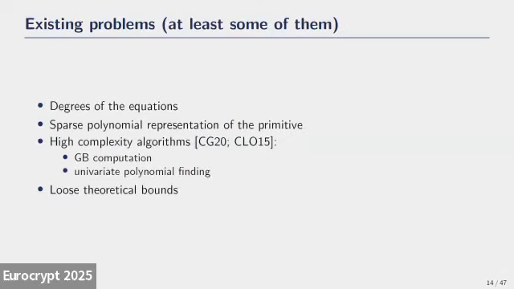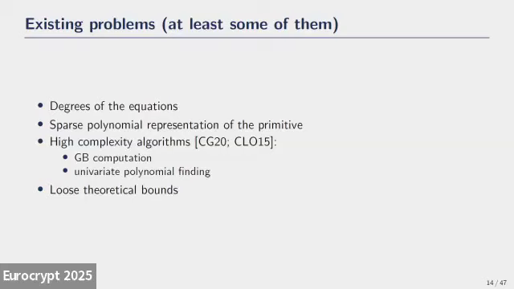Perfect. But here we have some problems. Here, for example, we have the degrees of the equations. After the computation of the Gröbner basis, are the degrees of those equations small enough? We don't know. Are those polynomials sparse or dense? We don't know either. And the complexity of the algorithms we have here is pretty high, in particular for the GB computation and for the univariate polynomial finding.